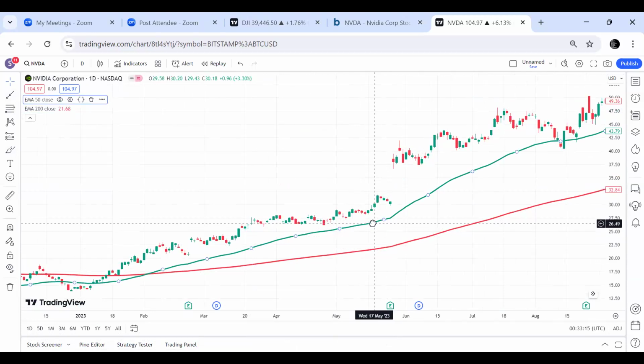So again here, the 50 EMA is the fast moving average and the 200 EMA is the slow moving average, because when compared to the 200 moving average, the 50 moving average will react to recent prices very quickly. The 200 moving average will react somewhat less. It will not react very quickly.